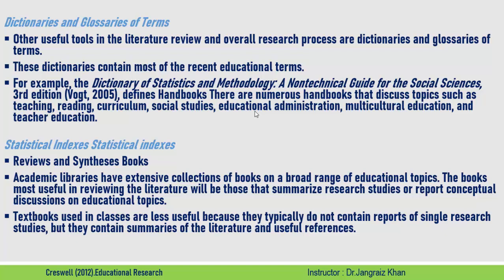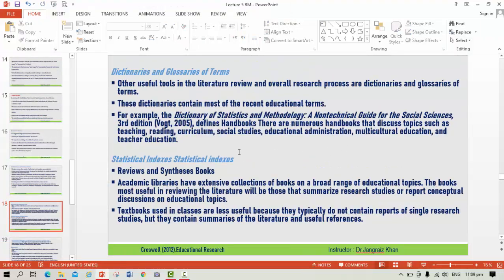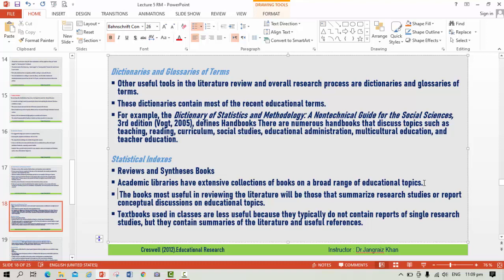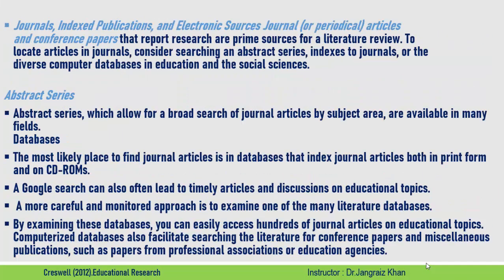Similarly, statistical indexes, reviews and synthesis books. Academic libraries have an extensive collection of books on a broad range of educational topics. The books most useful in reviewing the literature will be those that summarize the research studies or report conceptual discussions on educational topics. The textbooks used in classes are less useful because they typically do not contain reports of single research studies, but they contain summaries of literature and useful references.